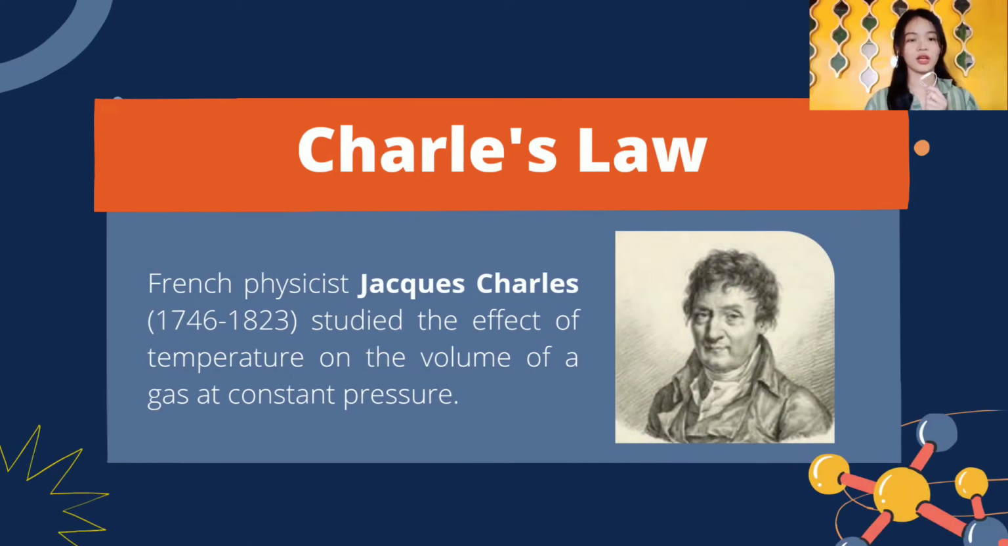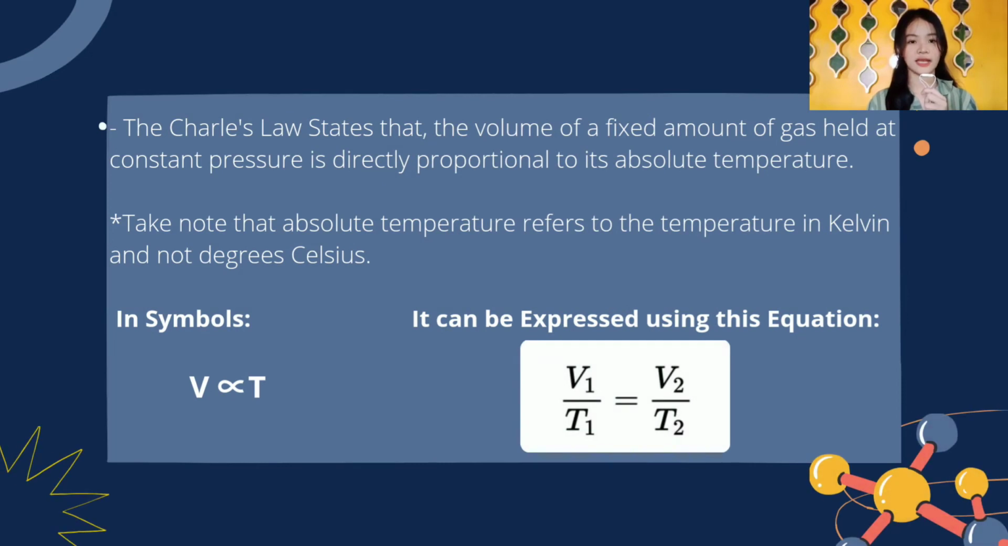The next gas law that we are going to tackle is Charles' law. This law came from the French physicist Jacques Charles, 1746 up to 1823, as he studied the effect of temperature on the volume of a gas at a constant pressure. This law states that the volume of a fixed amount of gas held at constant pressure is directly proportional to its absolute temperature, meaning that when the quantity of gas and pressure remain constant and the temperature of the gas increases, so does its volume, and vice versa.